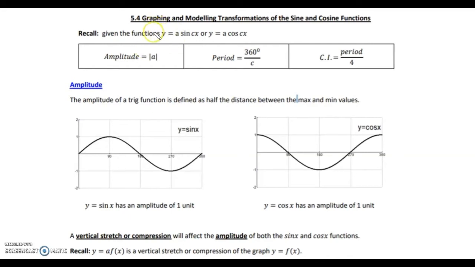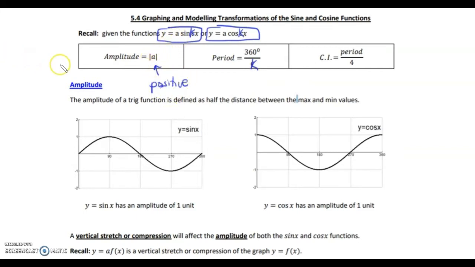Okay, so 5.4, graphing and modeling transformations of the sine and cosine functions. So let's recall, given the functions y equals a sine kx, y equals a cos kx, we have an amplitude, and amplitude always has to be positive. So we're taking the absolute value of whatever that a value is, okay?